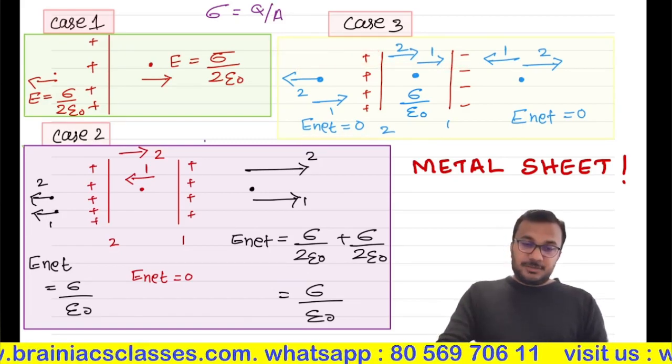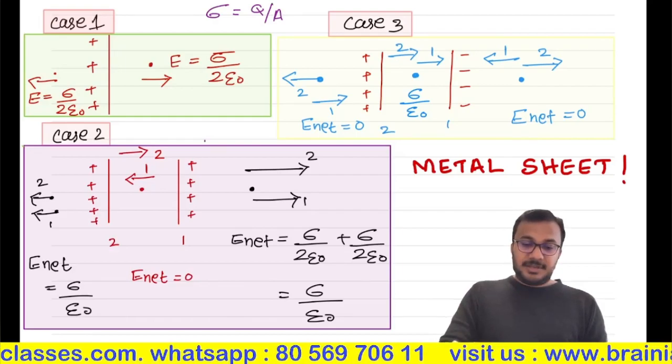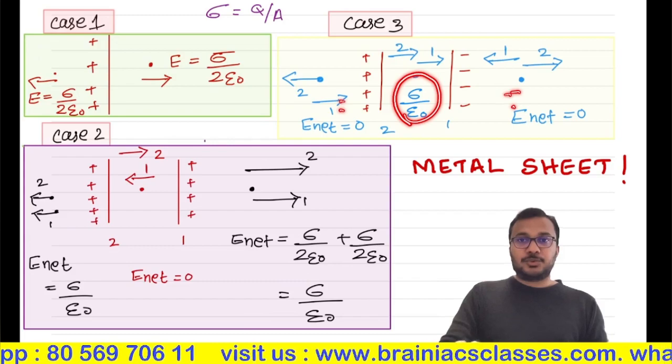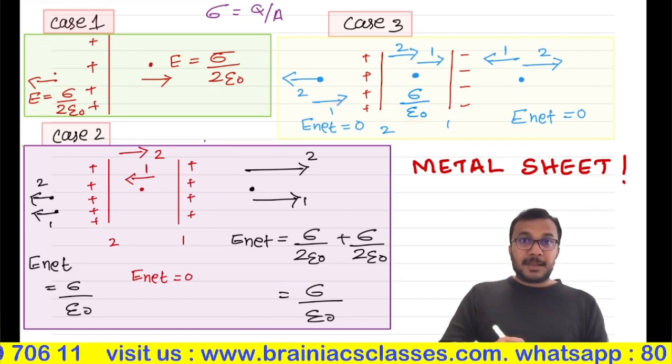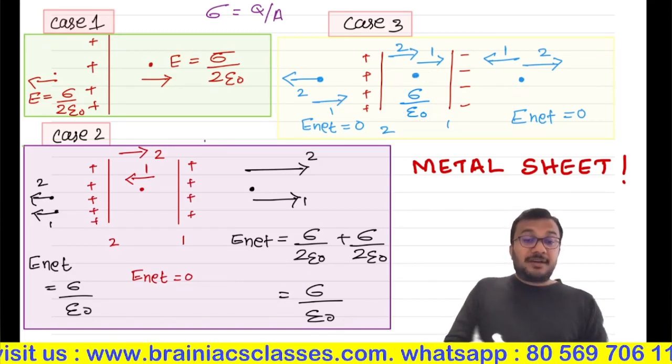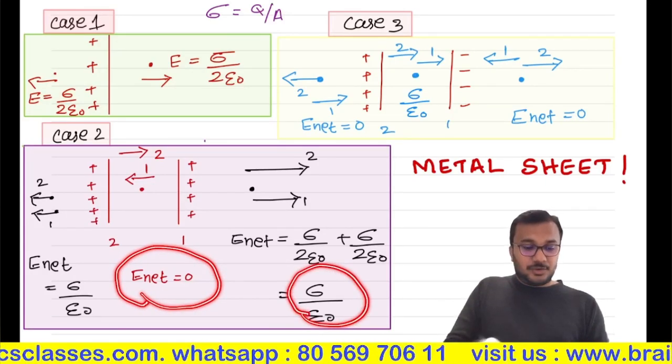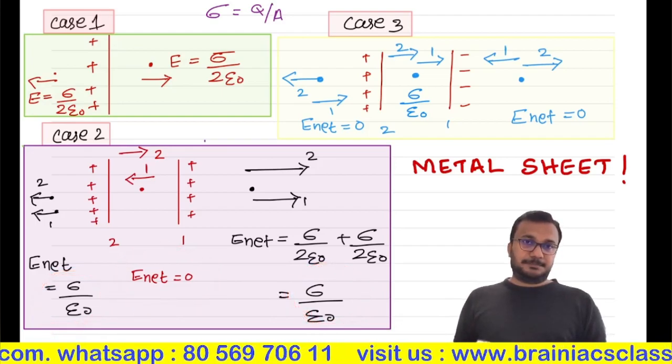See, one sheet positive, one sheet negative. In between we have electric field. Either side we have electric field equal to 0. But in case number 2, you have electric field at the center equal to 0. But you have electric field at left side, you have electric field at other side.